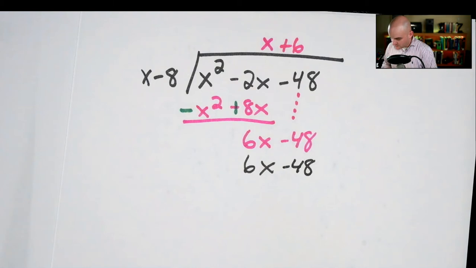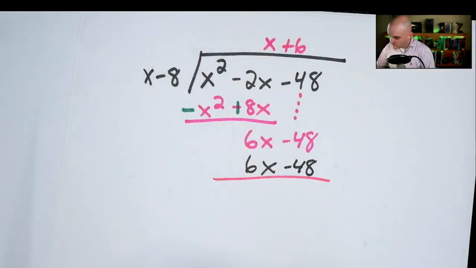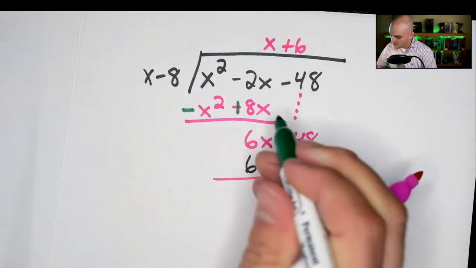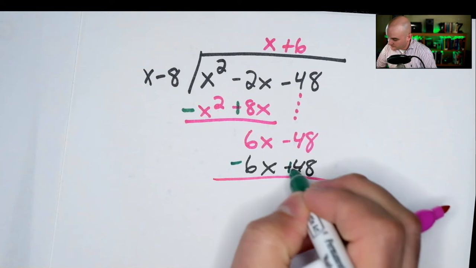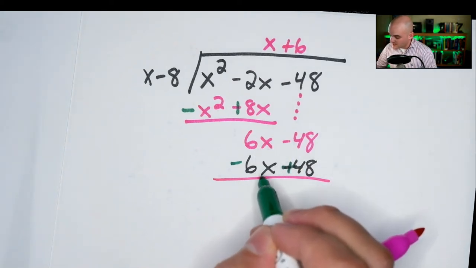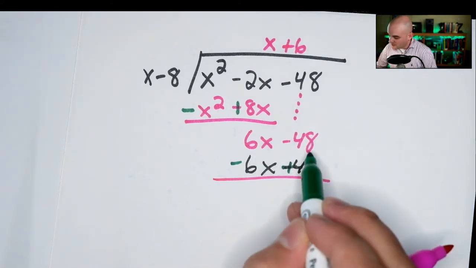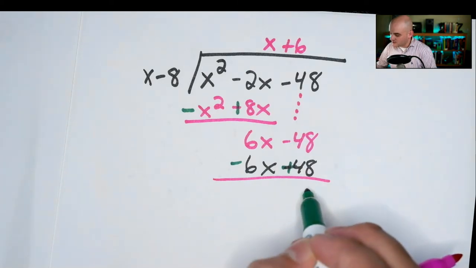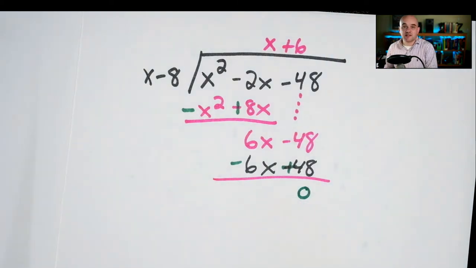Do not forget to go back, and before you add them up, flip the signs. So I get 6x minus 6x, which is 0. Negative 48 plus 48 gives me 0. And so my remainder is 0 here.